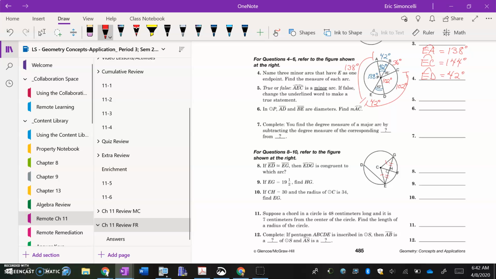If segment ED is congruent to EG, so I'm going to mark it up, or better yet, this will be a little bit more difficult. I've seen where in the past it can be marked up, but I'm going to use this notation instead. This segment is congruent to that segment. So those two chords.